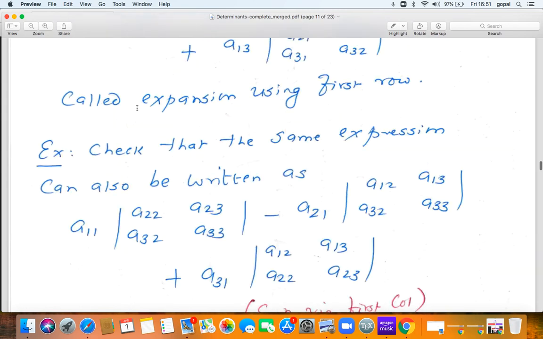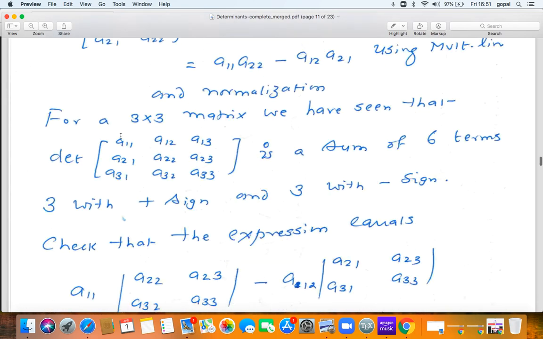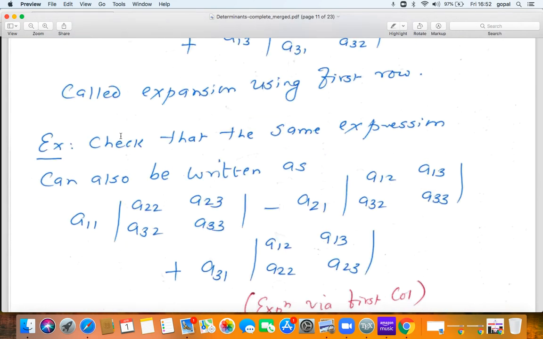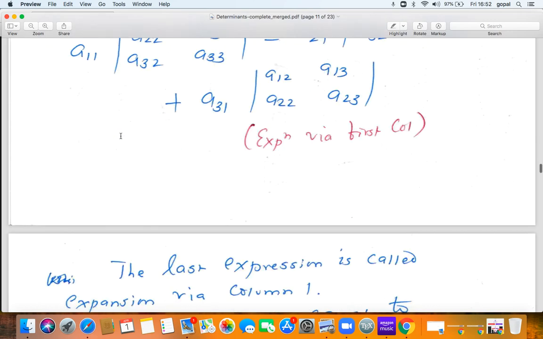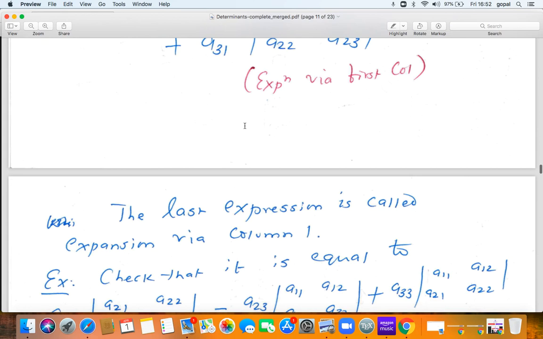Now I want you to check that no matter whether you use the first row or the first column, you're going to get the same thing. You're going to get the same combination of 6 terms and the same distribution of plus ones and minus ones. The last expression is called expansion with respect to the first column.